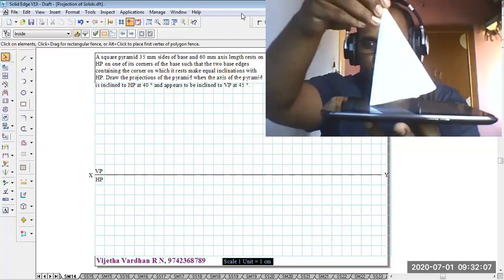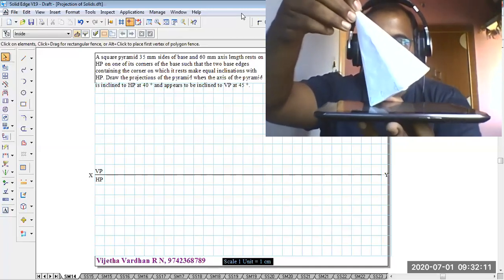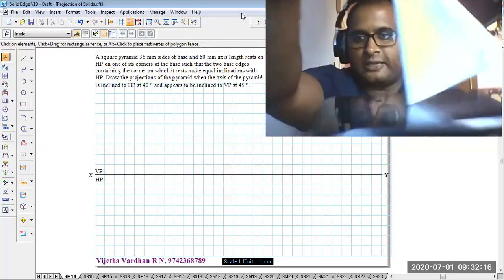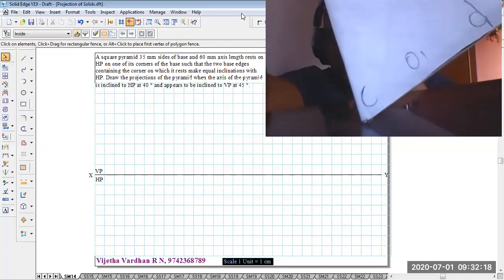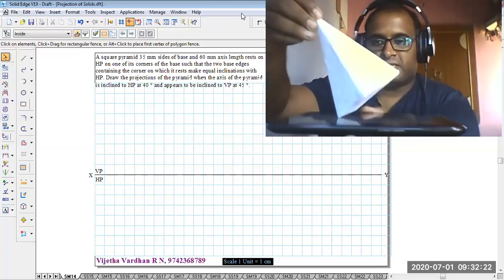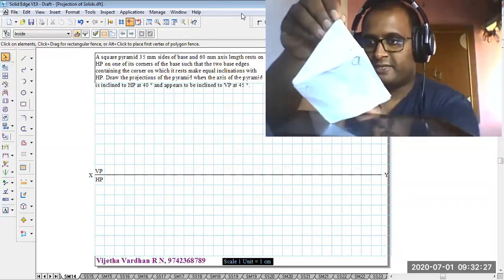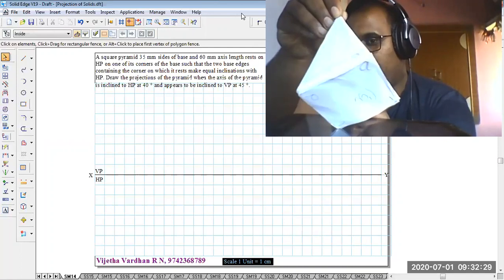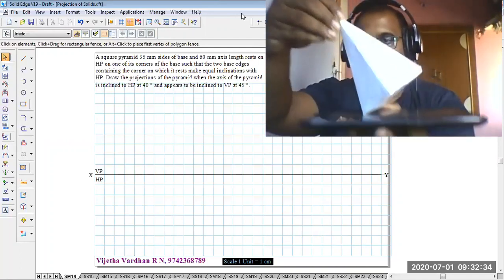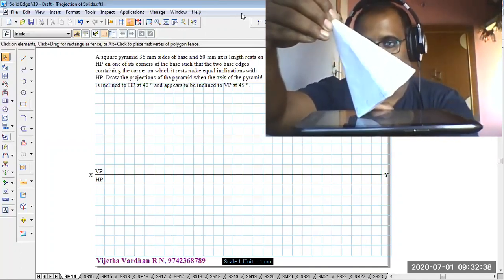Now you can see when it is resting on one of its corners, when we are rotating in clockwise direction, now you can see it is resting on the corner C. I am just going to show you that clearly. Okay, it is resting on corner C such that the two base edges resting on the corner make equal inclination. That is, you can see that in this direction, the CB and CD both make an equal inclination with respect to the horizontal plane. That is going to be satisfied in the question properly.